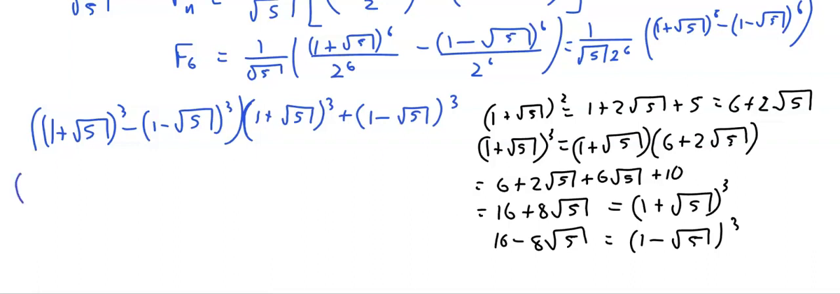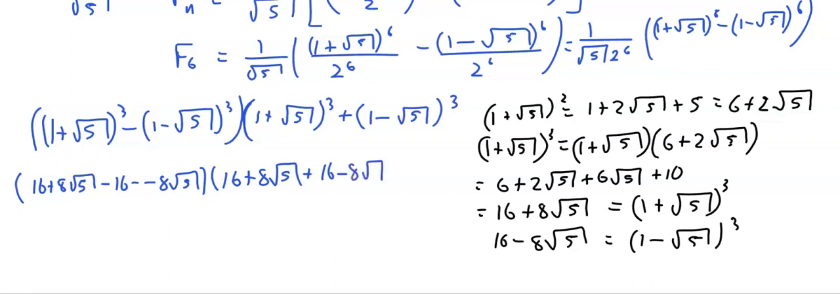And so I have 1 plus root 5, I've got 16 plus 8 root 5 minus 16 minus 8 root 5, and 16 plus 8 root 5 plus 16 minus 8 root 5. And this gives me 16 root 5 there, and 32. I beg your pardon, I made a mistake. Hold on. And the first one here, that gives me 16 root 5 there, and then I multiply that by 32.